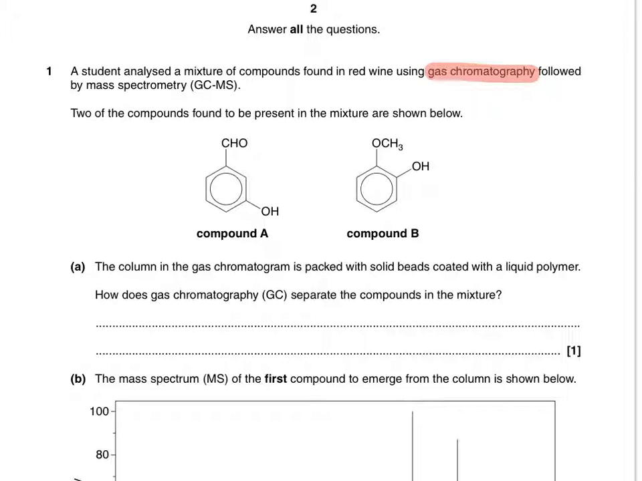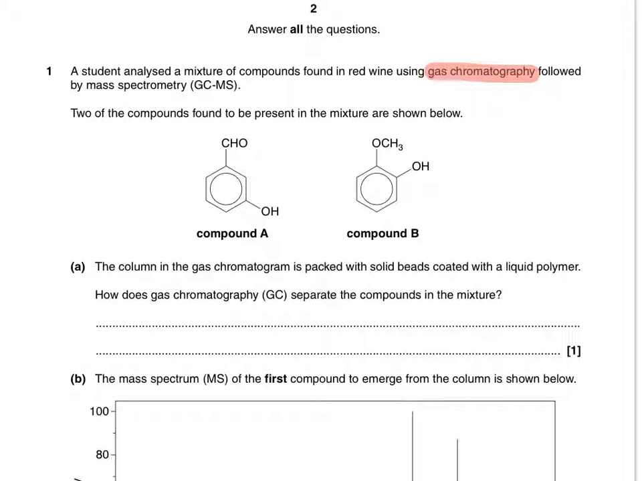So it gives you two components. Obviously they're phenol compounds, phenol-based compounds. One has an ester linkage. Does it? No, it doesn't have an ester linkage, sorry. It has an ether linkage, compound B. And compound A has an aldehyde.